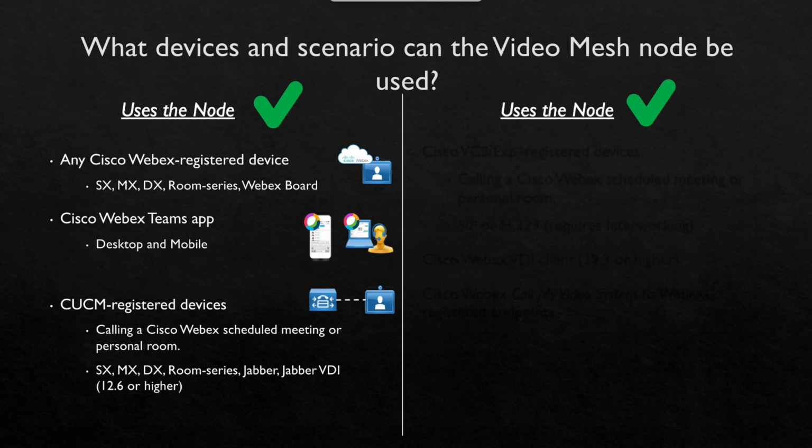If the phone, the UC phone, is running MPP software, then it has to register to the Webex Control Hub and cannot use the video mesh node. Very specific there, right? So CUCM registered devices, including UC phones, as long as they're running enterprise software.